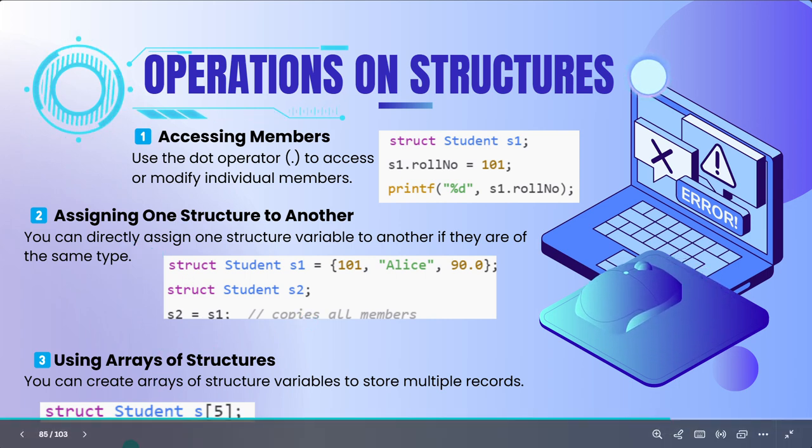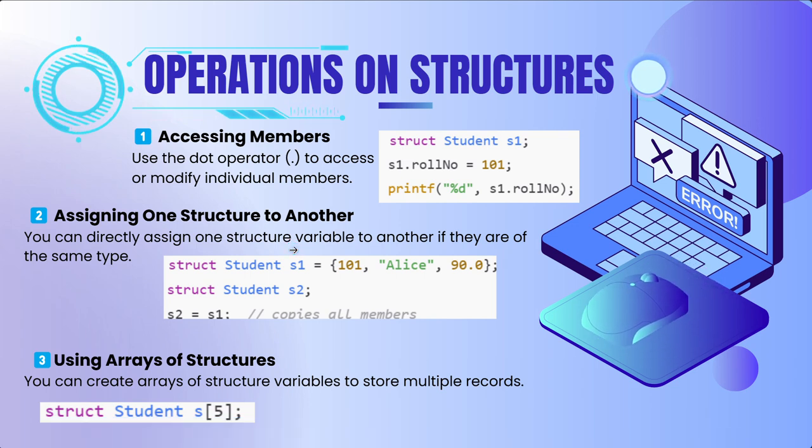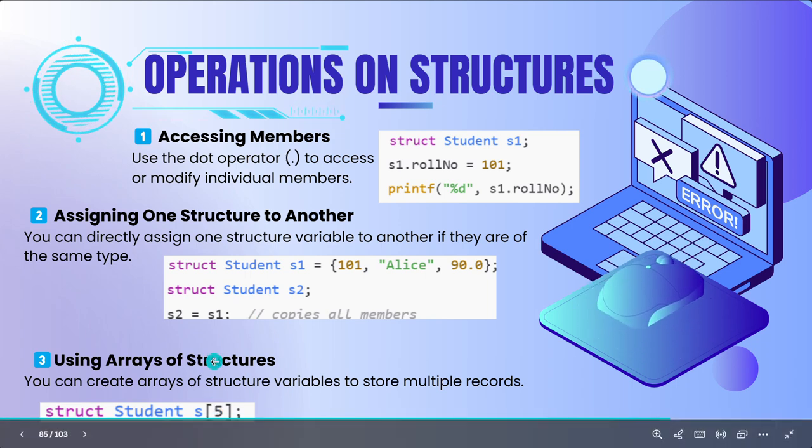Third, using an array of structures. You can create an array of structure variables to store multiple records. So struct student s[5]. You don't have to create s1, s2, s3, s4, s5. Already 5 variables of the structure will be created on their own. So 5 times you can initialize different values or the same values if you want, according to the need of the program.